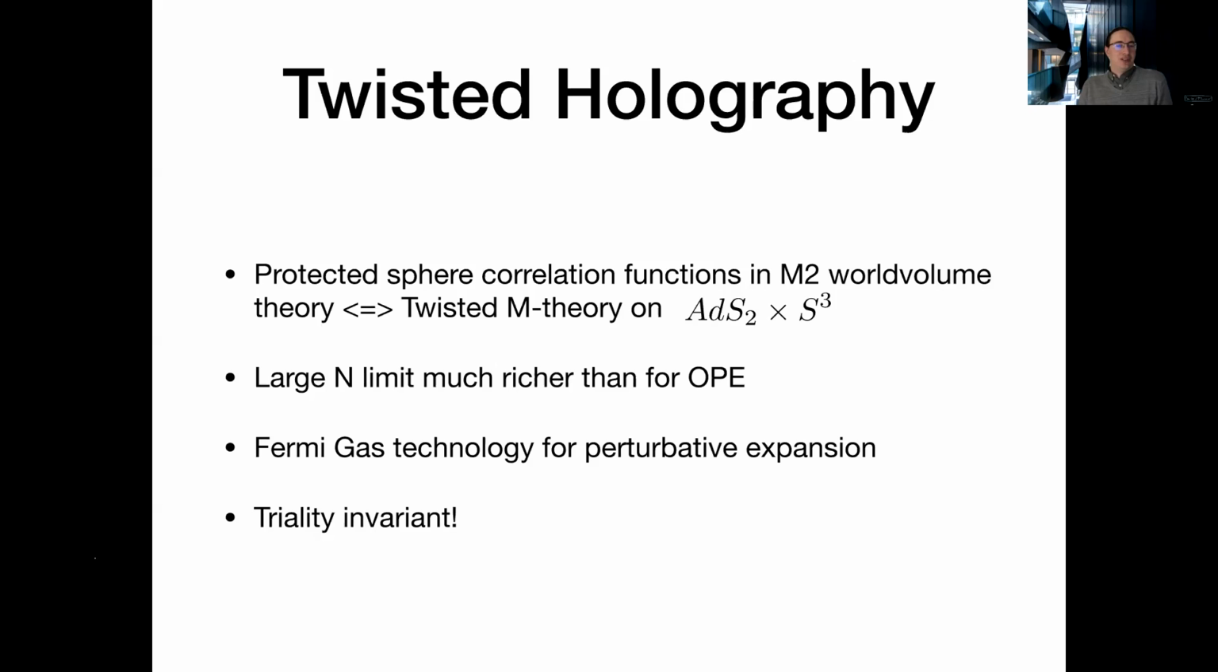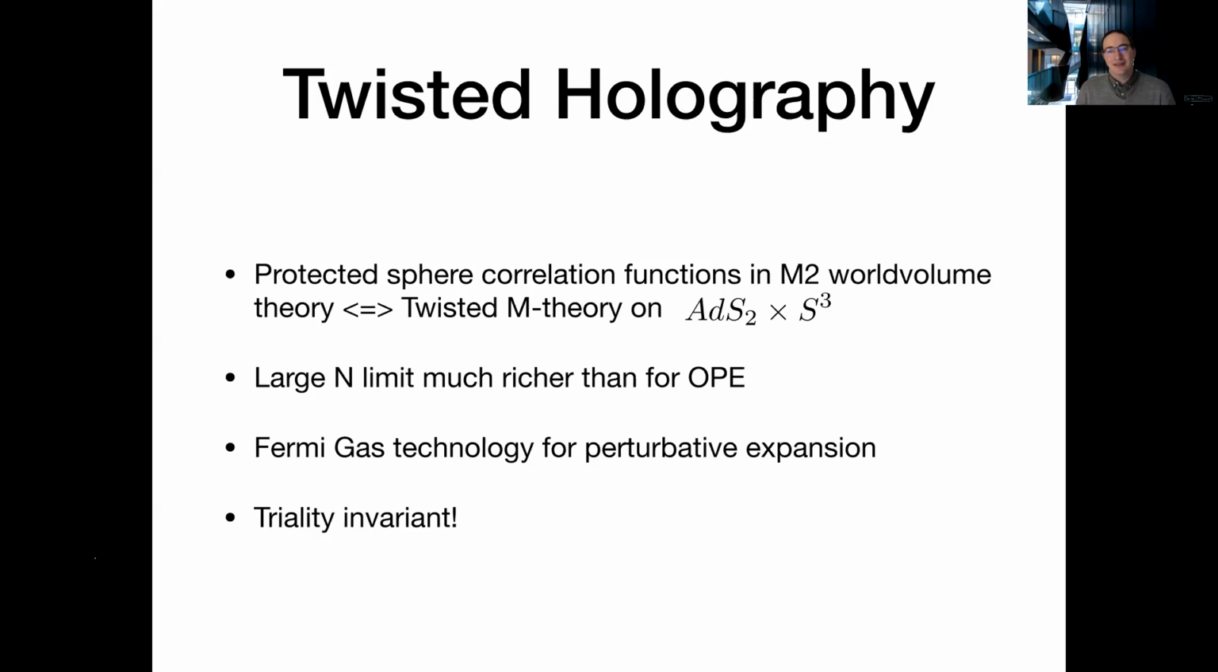Because these protected correlation functions, this should be one side of a twisted holography setup. So it should be possible to match these protected correlation functions with twisted M theory on some background. It roughly will look like AdS2 times S3, although I still don't know what the phase space way to think about this AdS2 times S3 is.